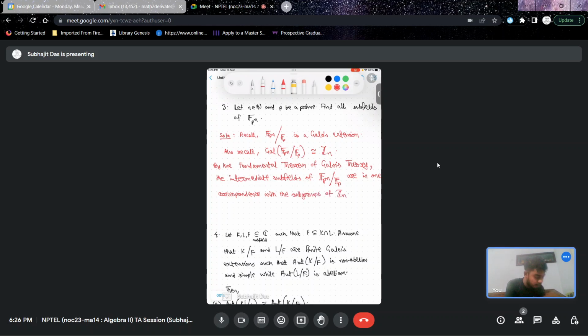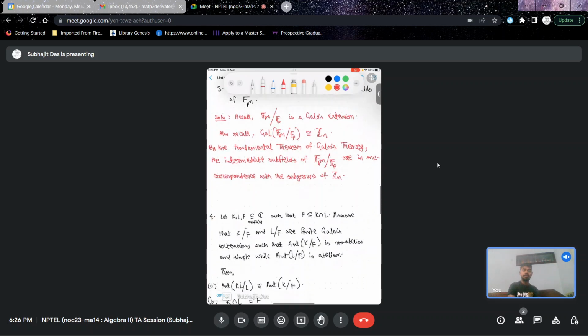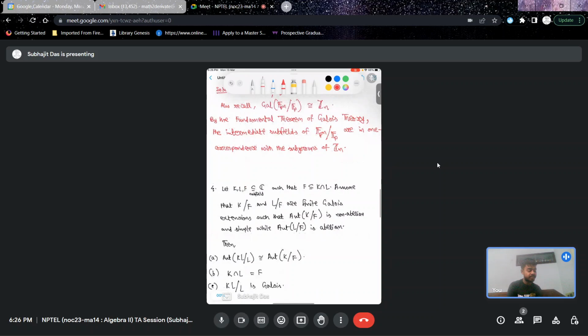of Z_n. Now Z_n is a cyclic group of order n, and the only subgroups of Z_n are cyclic groups of order d where d divides n, and there is exactly one subgroup of Z_n of order d. Every subgroup of Z_n is some cyclic group of order d. So the set of all subgroups of Z_n are the subgroups Z_d where d divides n, and hence we can find the intermediate subfields of this extension.